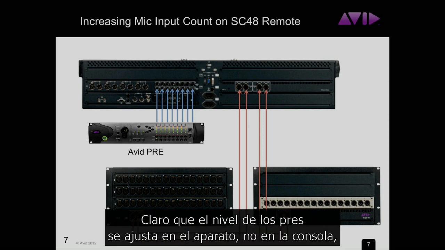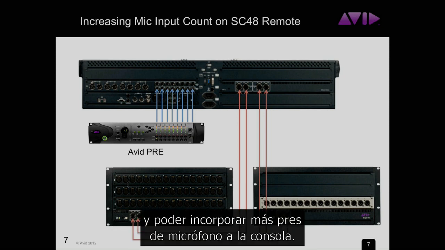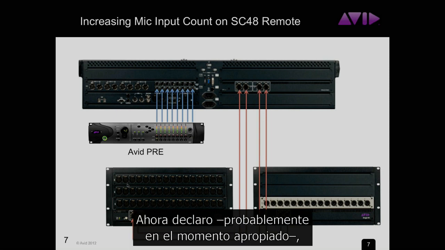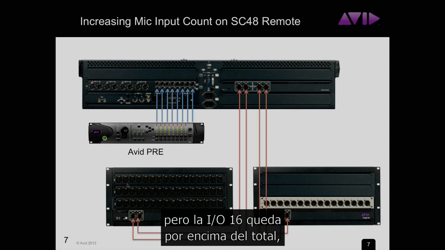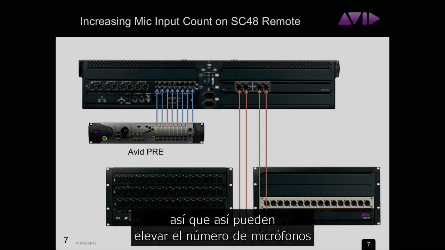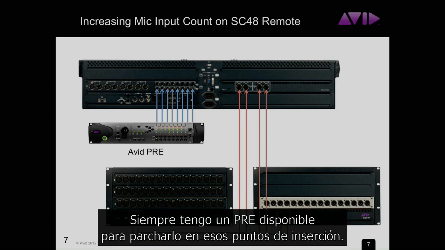Now obviously the preamp level control happens at the device. It does not happen on the console, but still the goal is achieved there of having it locally accessible and being able to incorporate more mic pre's into the console. Now, I will state this is probably the right time to say it. Remember, our architecture is 48 by 32, but the IO16 is above and beyond that count. So this is actually a way of getting your mic pre count above 48 up to 56. You can do that very easily here. As a matter of fact, this is exactly what I do on my shows. I always have a pre available to patch into those insert points.